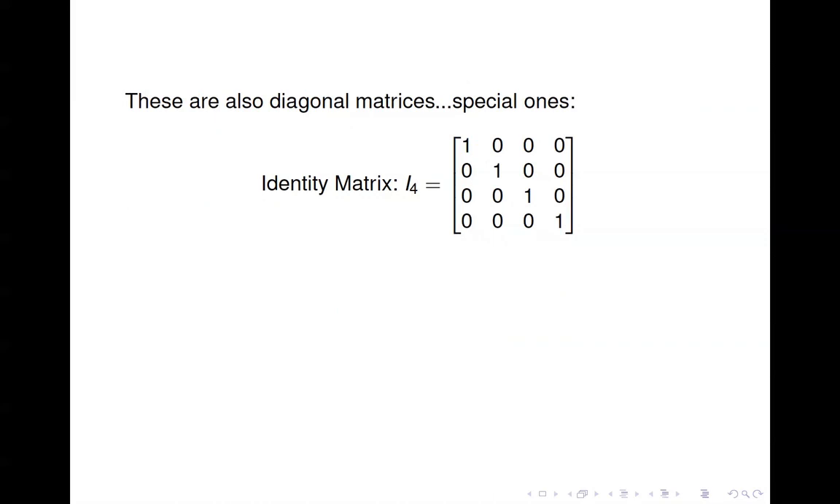Here's another diagonal matrix. This one has a name. We call it the identity matrix. So it's a diagonal matrix because everything off the diagonal is zeros. And the zero matrix is technically a diagonal matrix because everything off the main diagonal is 0.